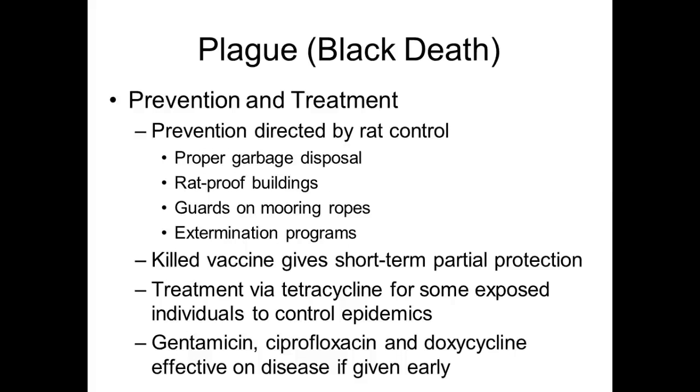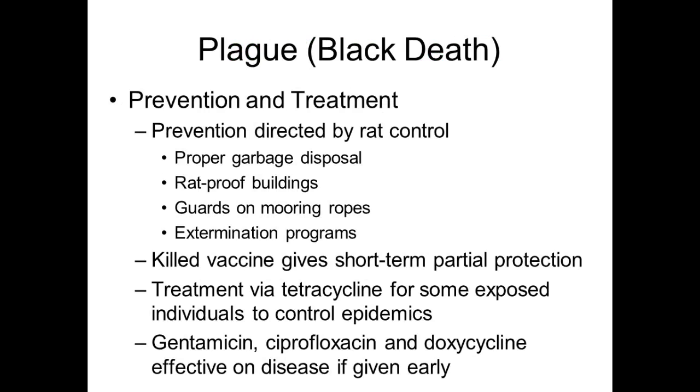How do we prevent? The most common offenders in cities were rats, so a major part was control of rat populations. Proper garbage disposal, rat-proof buildings, guards on moorings for ropes for ships to keep rats from getting on ships and spreading, extermination programs. There is a killed vaccine that gives short-term partial protection. And then treatment is, of course, antibiotics: tetracycline for those that have been exposed to control epidemics, and they'll give gentamicin or Cipro or doxycycline, all effective if given early, before it gets too bad.